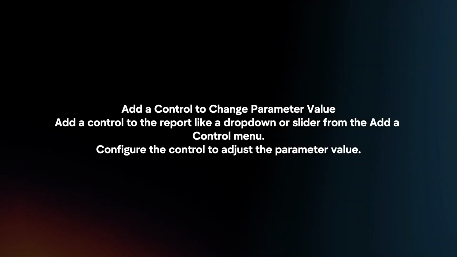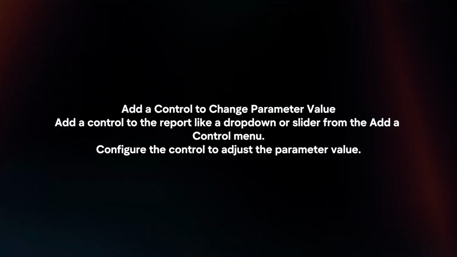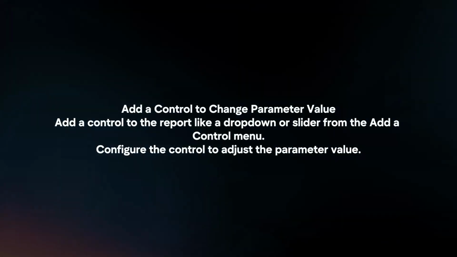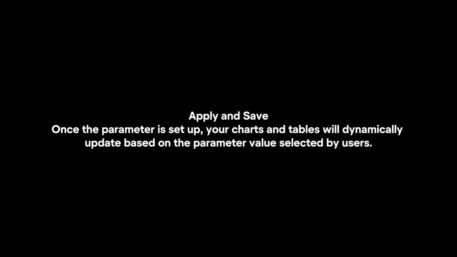Add a control to change the parameter value. Add the control to the report, like a drop-down or slider, from the Add a control menu. Configure the control to adjust the parameter value. Apply and save. Once the parameter is set up, your charts and tables will dynamically update based on the parameter value selected by users.